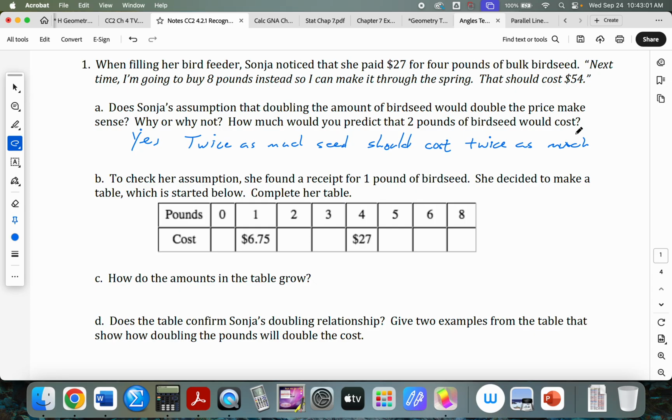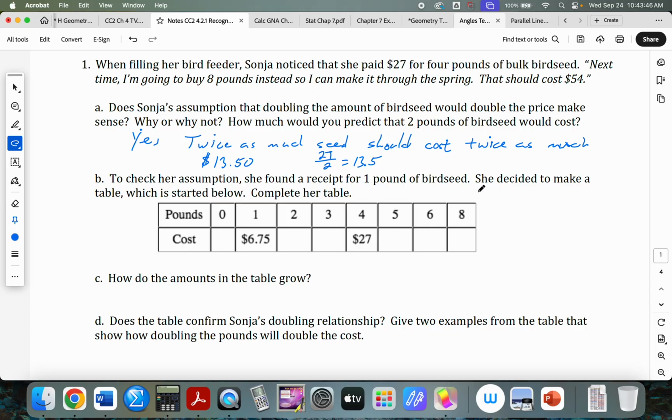So, have you figured out how much 2 pounds should cost? Kiara, yeah. $12.50? I think you're close, but not quite. Jill? Yeah, it's $13.50. Because if she got half as much, it should cost her half as much. So we're going to take the $27 and divide it by 2, and that's $13.50.